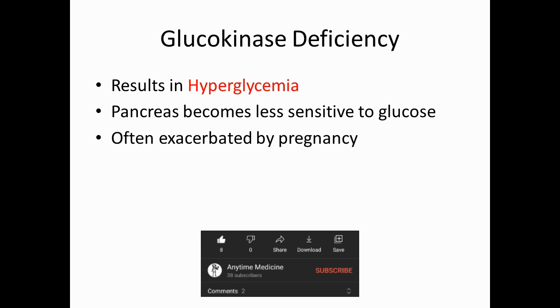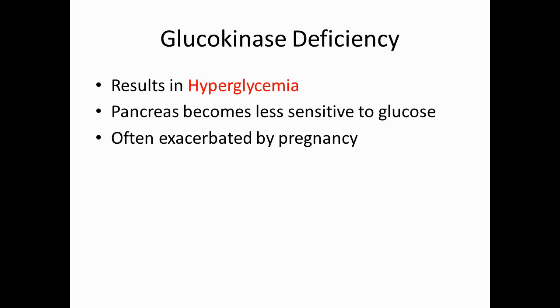What if we are deficient in glucokinase? If we are deficient in glucokinase, we cannot carry out glycolysis properly, and because of that there will be a high level of glucose in the blood, and that will result in hyperglycemia. In this disease, the pancreas becomes less sensitive to glucose, and this is exacerbated in pregnancy.